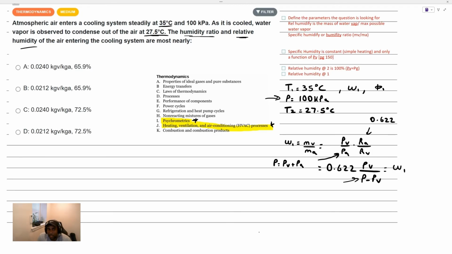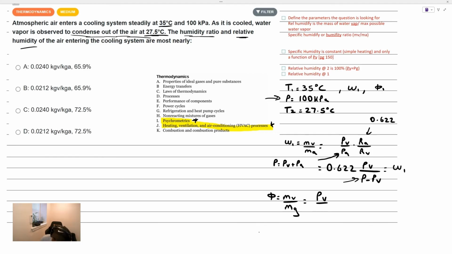Okay, if we think about some important things that were said inside of the problem, it says water vapor is observed to condense out of the air at 27.5 degrees C. The only point where you would see water vapor condensing out of air is when it's fully saturated. And that's taken up by this phi parameter. Phi is the mass of the water vapor divided by the maximum amount of water vapor that could be held in the air at that point. That's usually denoted by this subscript G. That could be reduced if we plug in the ideal gas equation of state.